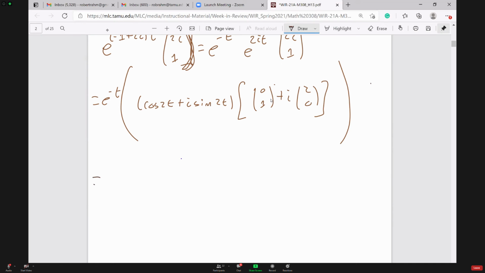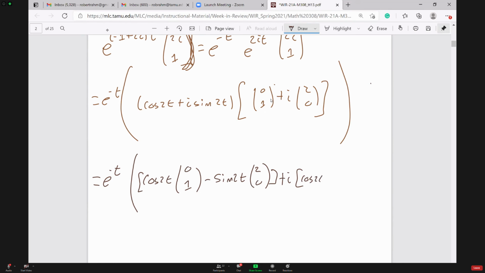Okay, so now here what we're going to have is e to the minus t. In the parentheses, I'm going to separate everything into its real and imaginary parts. So I'm going to have cosine of 2t times the vector 0, 1. That's definitely real. And then when I do i sine of 2t times that vector, I'm going to get minus sine of 2t times 2, 0. So this is like the real part. And then the imaginary part, how do I get an imaginary part? Well, if I do cosine of 2t times the i times the 2, 0 vector, that's one way. So cosine 2t times 2, 0, or the i sine 2t times the real vector, plus sine of 2t times 0, 1. Okay, like this.